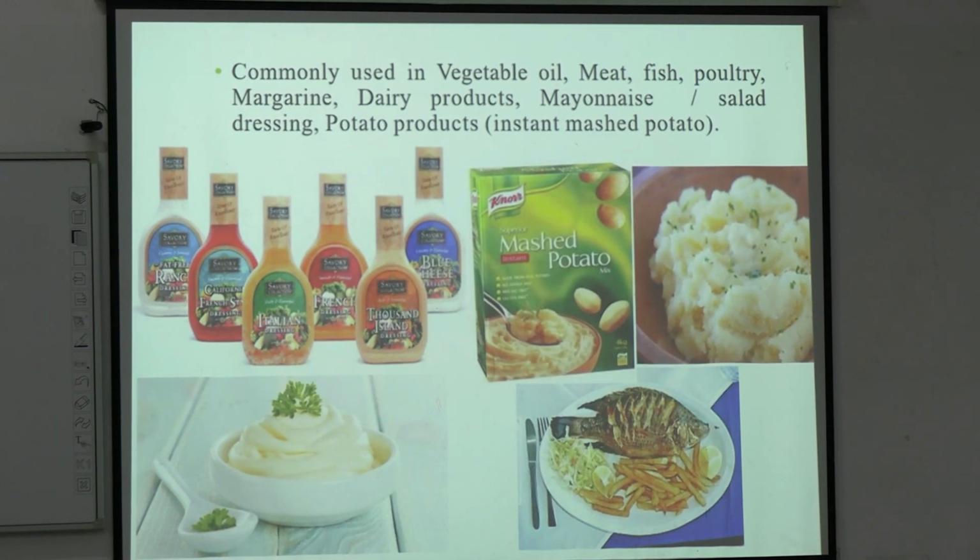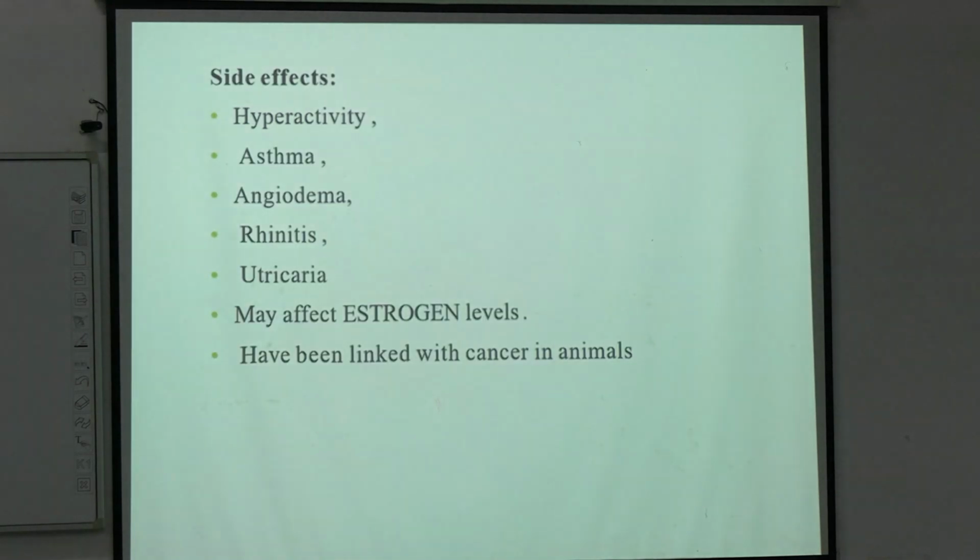And when you have your fish and chips on the right side, that's also there. When you have your mashed potatoes, you have this too. So this is also a major thing. Antioxidants increase the half-life, but these are the problems: hyperactivity, asthma, angioedema, rhinitis, urticaria. It may affect the estrogen levels and has been linked with cancer in animals. So these are some of the common things which are there.